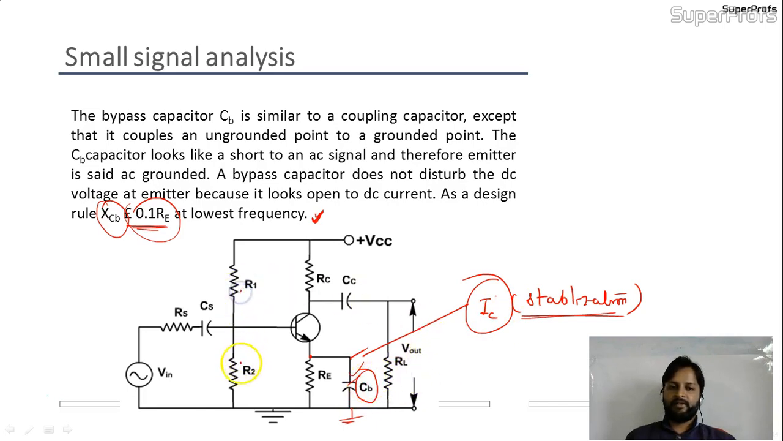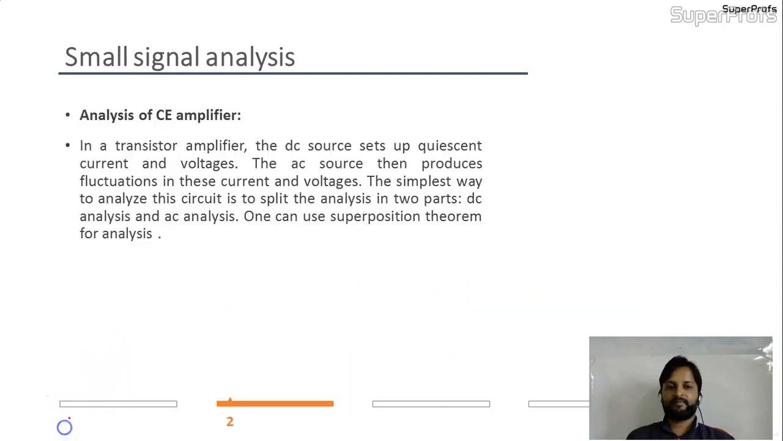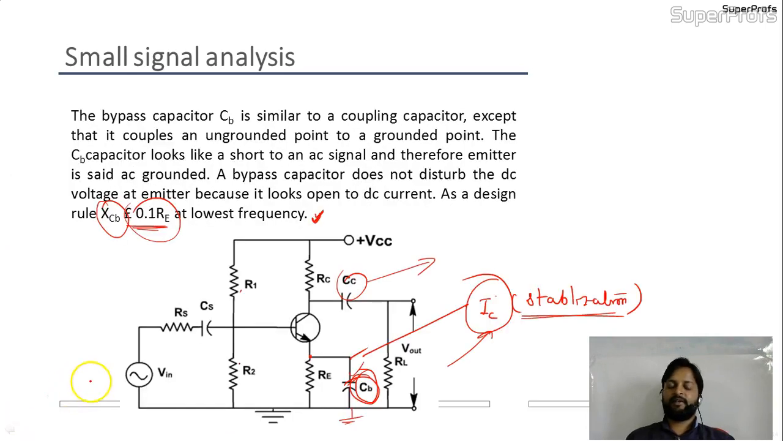The R1, R2 and CS, they will impose the DC onto the small signal. The CC will block the DC at the output stage. The CB will stabilize the collector current. Is it okay? Now, this one is very important.